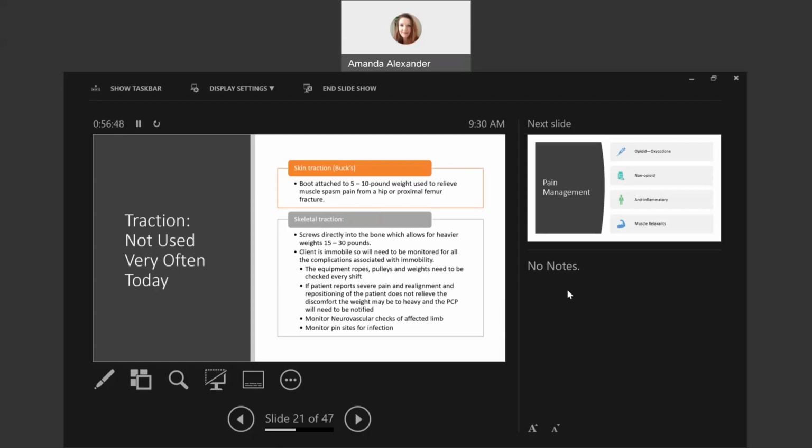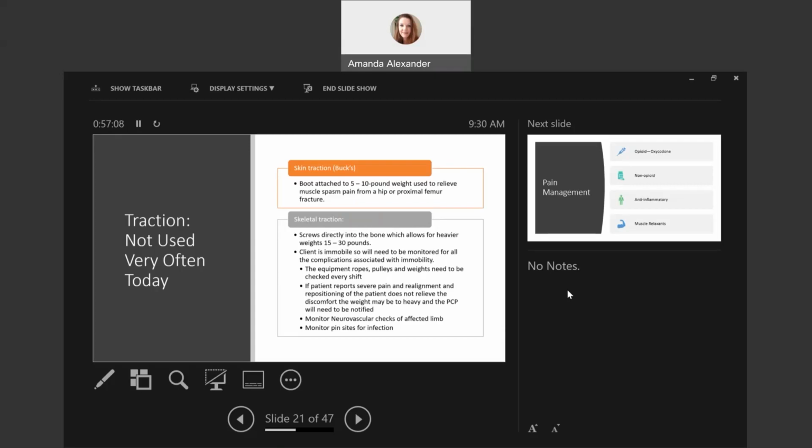So let's talk about skeletal traction. We said it screws directly into the bone, which allows for heavier weights. Sometimes this is up to 15 to 30 pounds. Client is immobile, so they'll need to be monitored for complications of immobility.